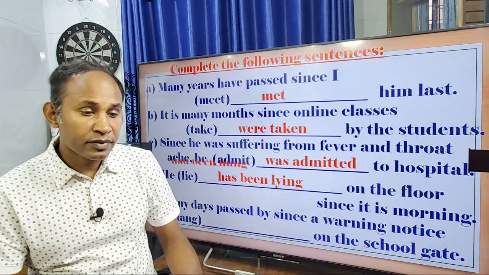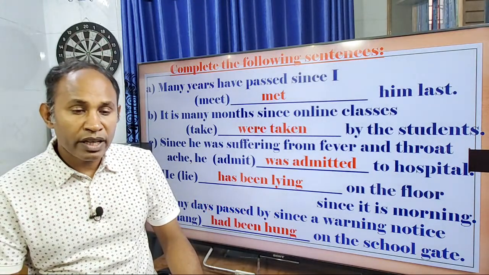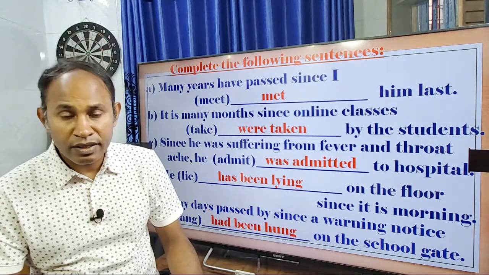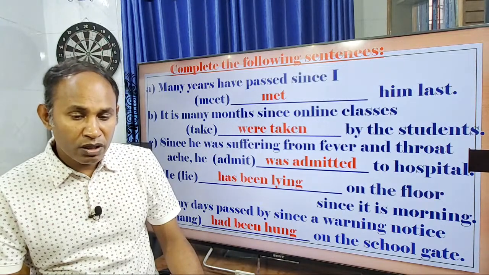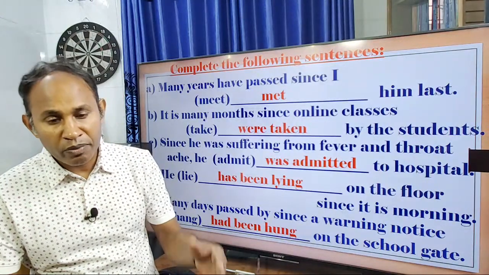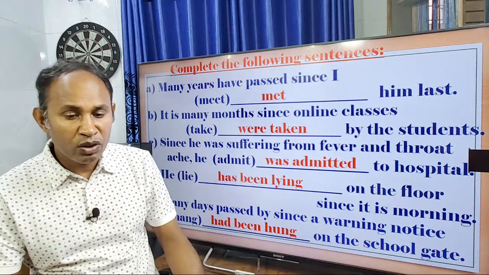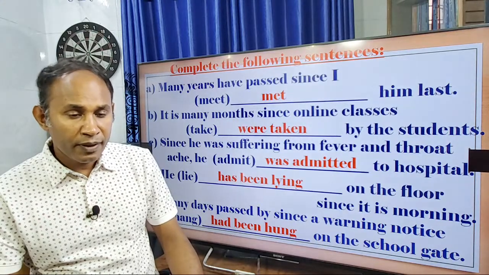Right, and your answer is absolutely the right answer. So had been hung is the right answer. Good, congratulations. So this time all of you have written down the correct answer. You write down your marks now. We are going next.